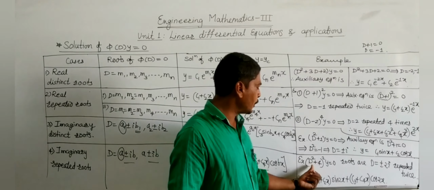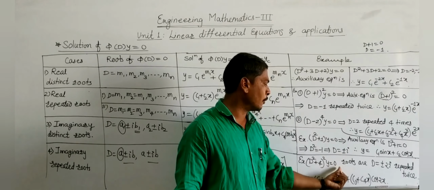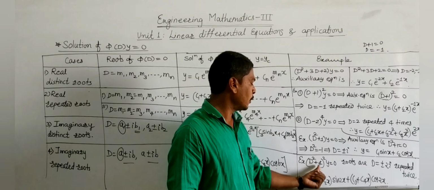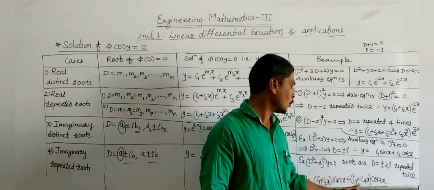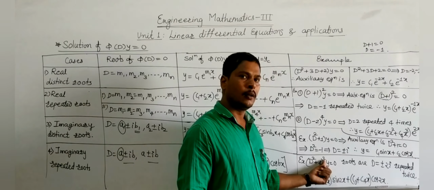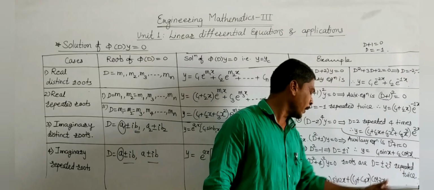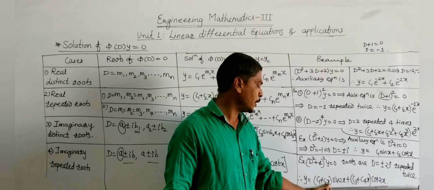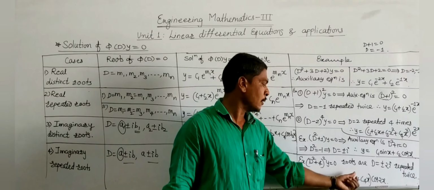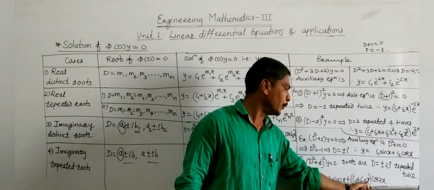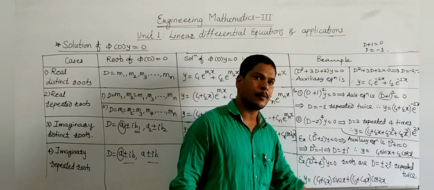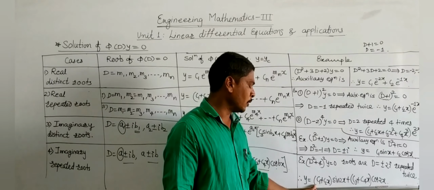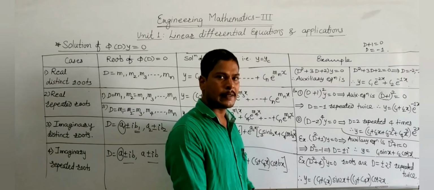A particular example is (D squared plus 4) squared into y is equal to 0. Here D squared plus 4 equal to 0 means D is equal to plus minus 2i, and due to the square these roots are repeated twice. So the solution becomes (c1 plus c2x) sin 2x plus (c3 plus c4x) cos 2x, because here the real part is absent. That's why the exponential function is absent in the solution.